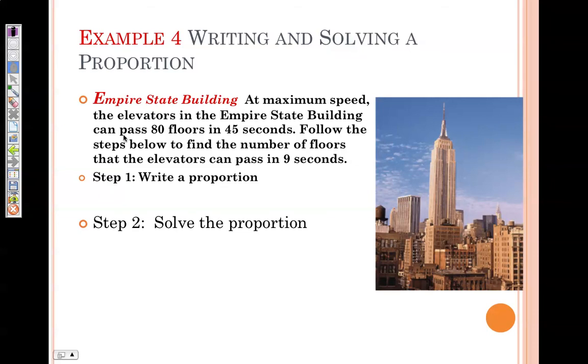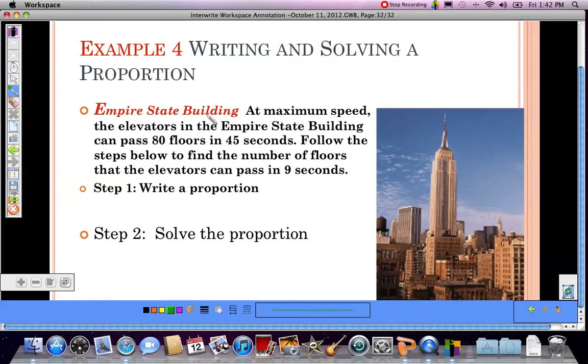Alright, for the last example, we are going to look at the Empire State Building, and this example says at maximum speed the elevators in the Empire State Building can pass 80 floors in 45 seconds. Follow the steps below to find the number of floors that the elevators can pass in 9 seconds. So first let's see what the question is asking us. It is saying to find the number of floors that the elevators can pass in 9 seconds. So we are going to be comparing the number of floors compared to the time, seconds.